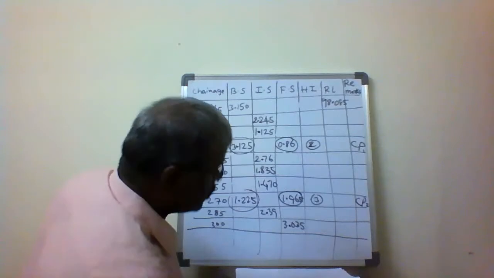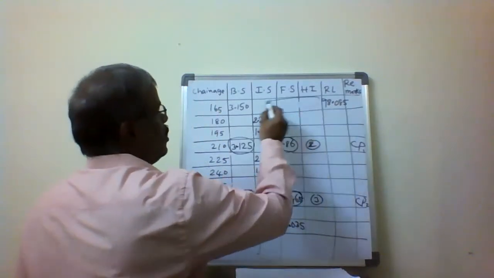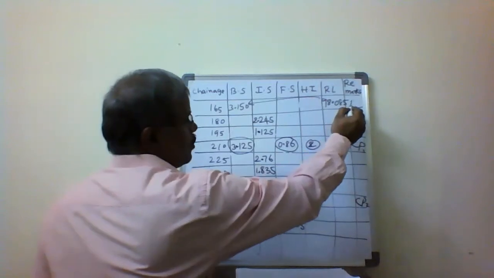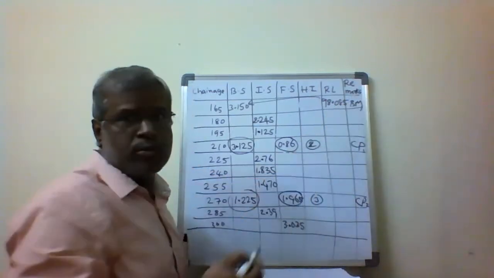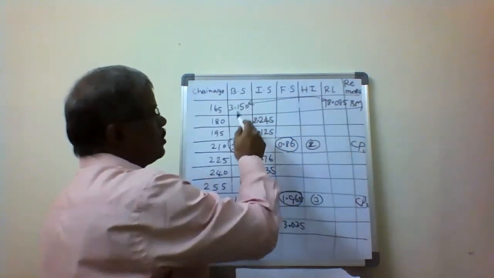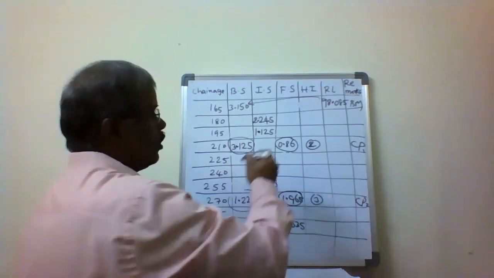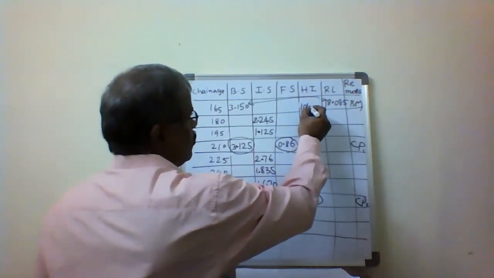Now for the height of instrument, we are using 98.98. That is the reduced level of the benchmark. This is the benchmark. Reduced level plus the backside reading, we are able to get the height of the instrument. The height of the instrument is 101.235.